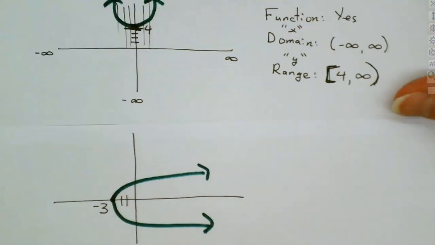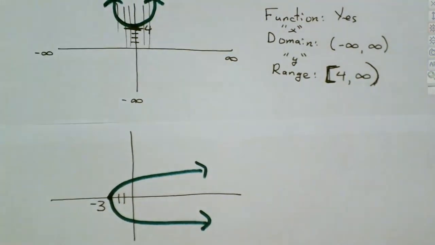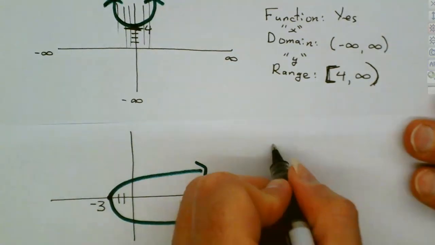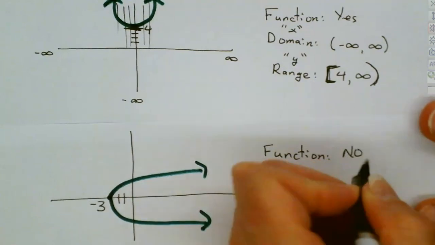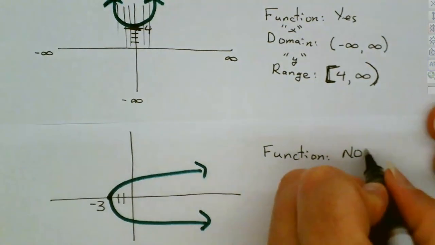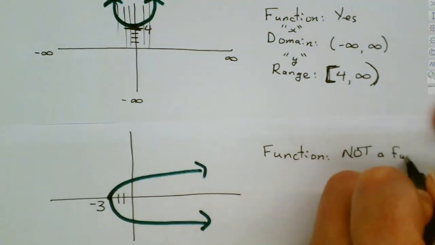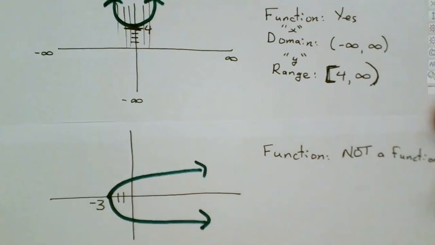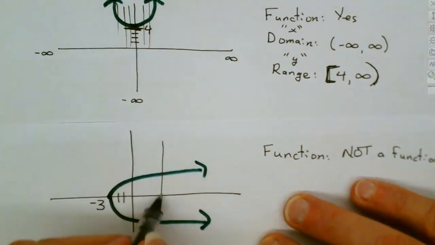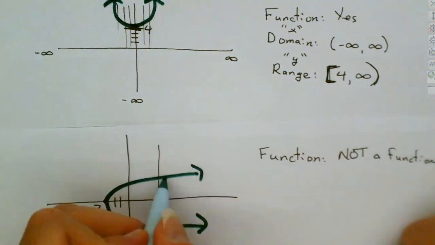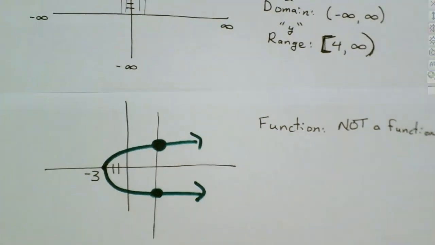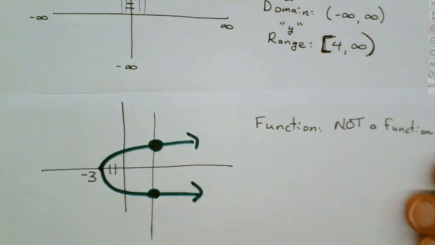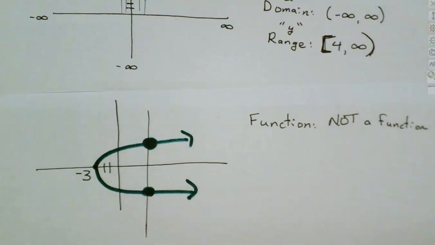Is this graph now a function or not a function? Okay, this one is clearly not a function. Why is it not a function? Right, if I draw a vertical line here, what happens with this vertical line? That vertical line touches at 2 points, which is more than 1, so that makes it not a function, right? So it's not a function.